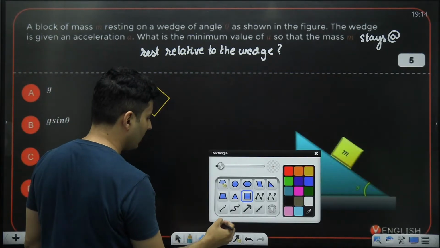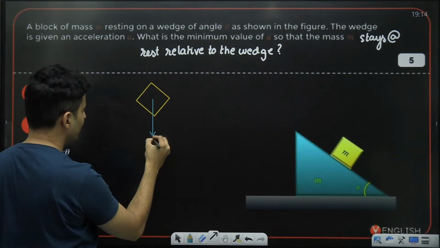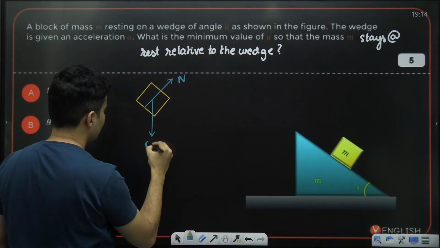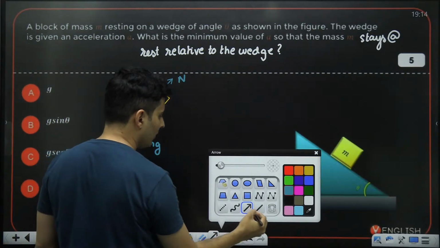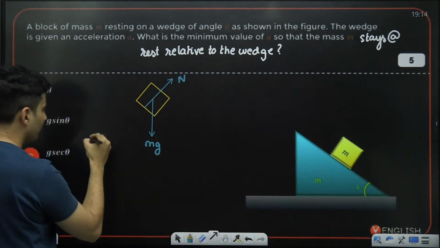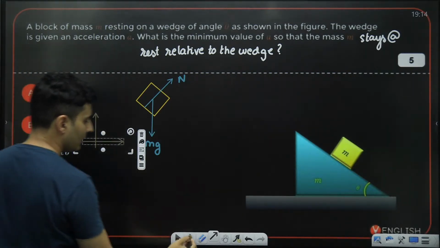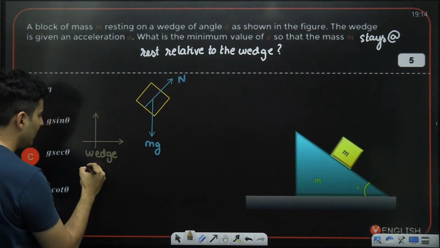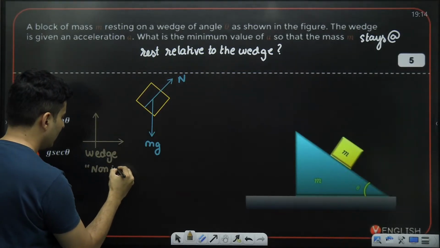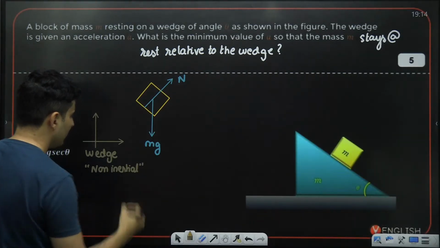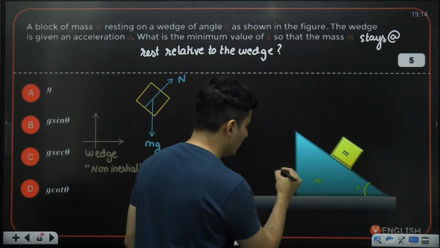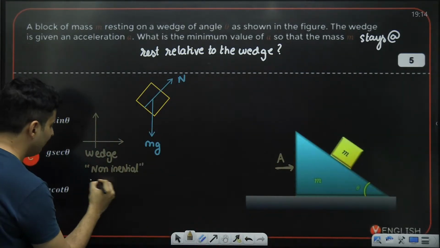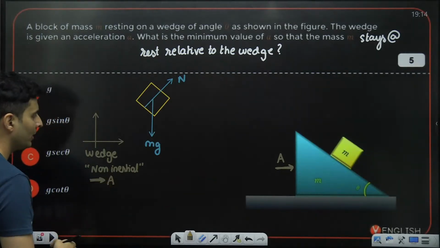If I take that box which is there over here, what are the different forces acting on it? One is obviously its own weight, and next one is its normal. That's it. My observing frame is nothing but the wedge itself. Now the wedge is accelerated, so 100% it is non-inertial in nature. I have to push the wedge like this so that it stays there. I have to accelerate it by some amount, so the wedge itself is accelerating by some amount this way.